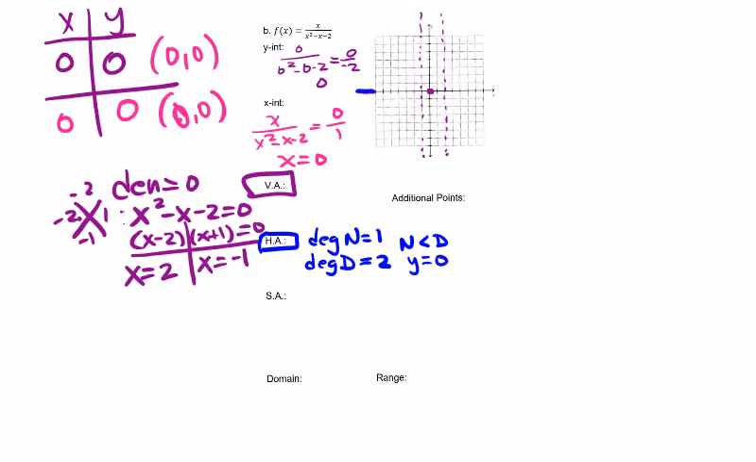We don't need to calculate anything, but we know right away our horizontal asymptote is y equals 0. Slant asymptote. Again, because you have a horizontal asymptote, you do not have a slant asymptote.